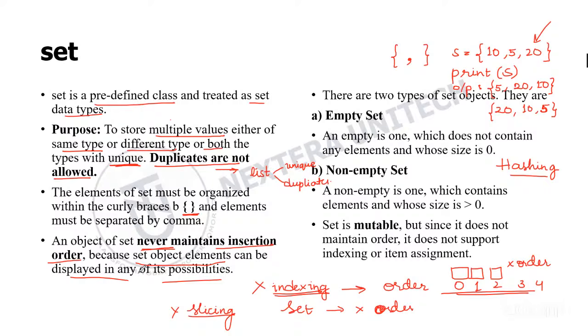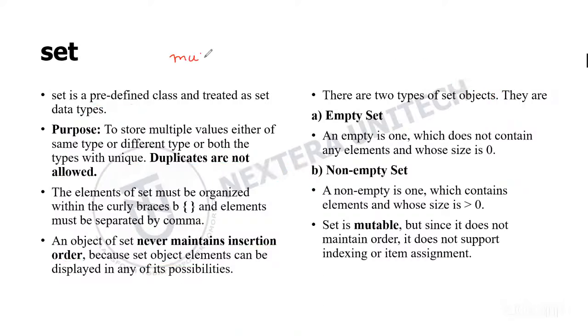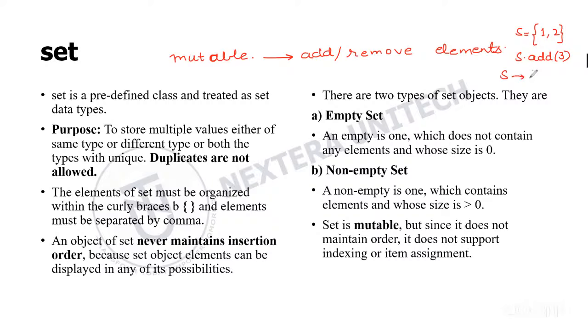And here, a set is of a mutable type. Mutable means we can modify the original object. So in a set we can add or remove elements. It is mutable based on adding and removing elements. Let's say s equals {1, 2} is my set. Now I'll add some element 3. Now s will become {1, 2, 3}. In the same way I can also remove elements. So that is how it is mutable.